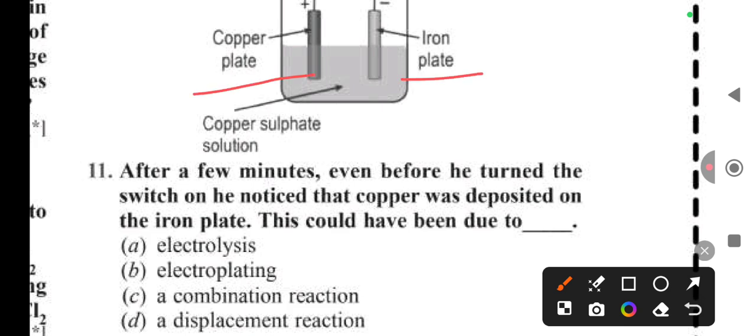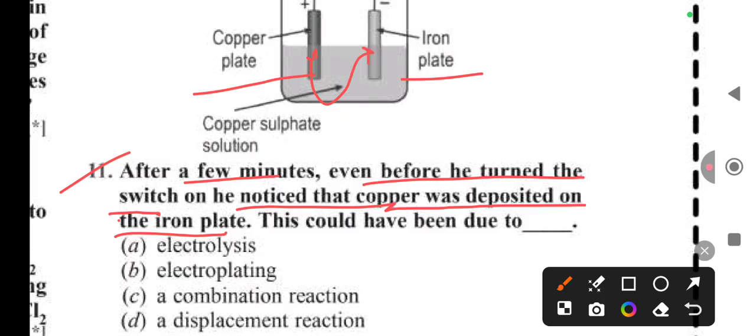After a few minutes, even before he turned the switch on, he noticed that copper had deposited on the iron plate. After the reaction, after switching on, a few molecules move from this copper plate to the iron plate. It will deposit on the iron plate. This could have been due to... So what is the reason behind that?